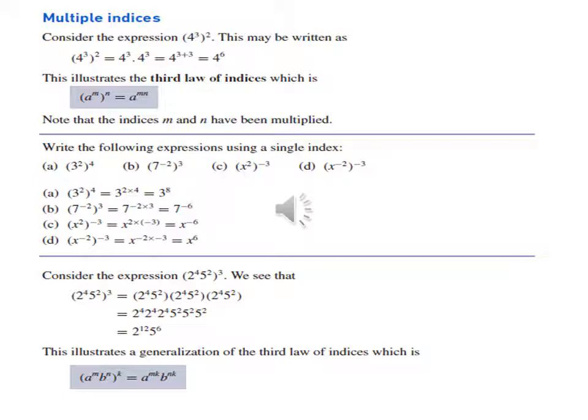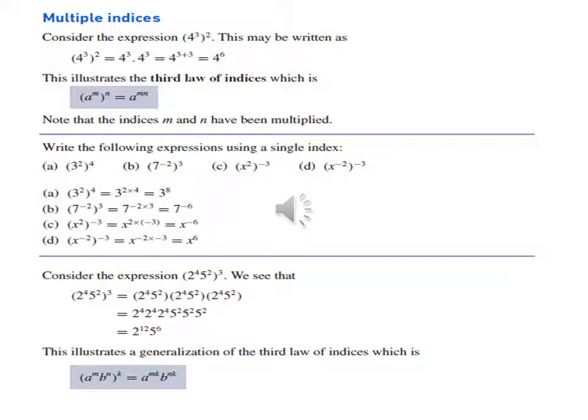Note that the indices m and n have been multiplied. Write the following expression using a single index. (3^2)^4 equals 3^(2×4), which equals 3^8. (7^-2)^3 equals 7^-6. (x^3)^-3 equals x^-9. (x^-2)^-3 equals x^6.